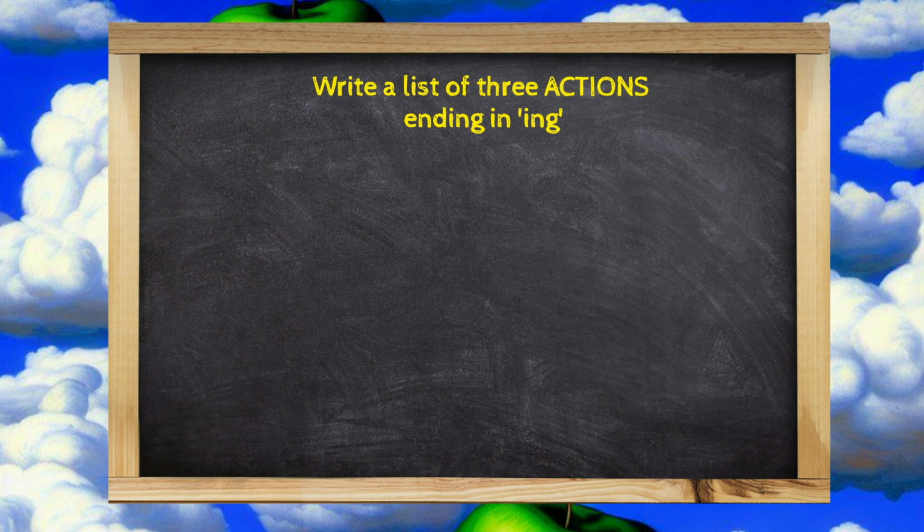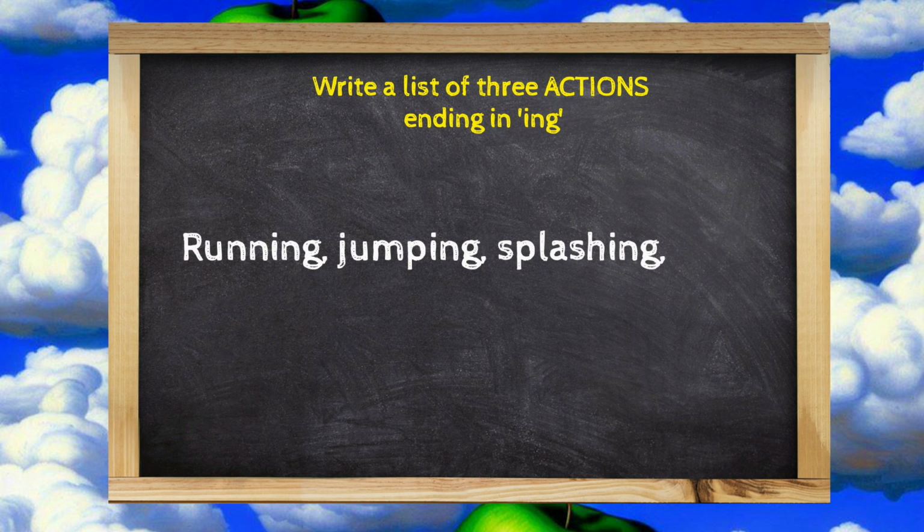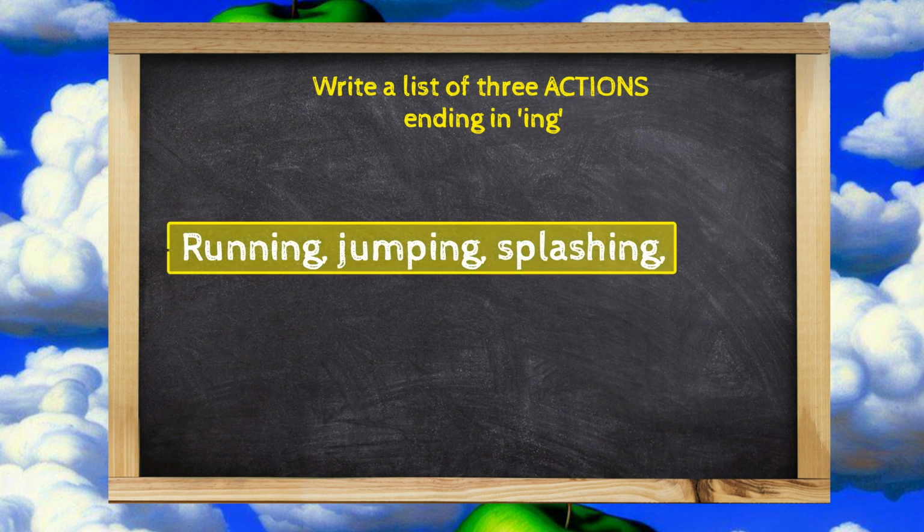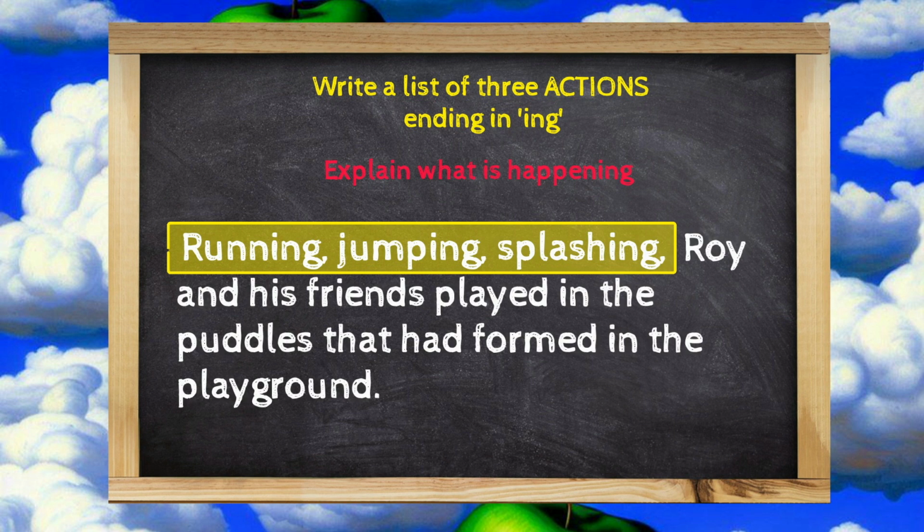Begin this super sentence by listing three actions ending in ing. Choose these verbs carefully and think about the best order to put them in. Running, jumping, splashing. Now explain what is happening. Roy and his friends played in the puddles that had formed in the playground. Let's do another.